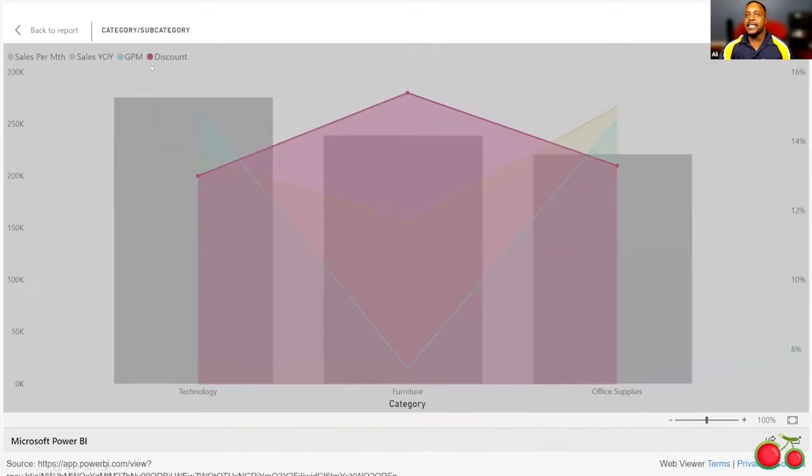Then we look at discount. Discount is important because how much are we giving away? Of course, we give discounts to incentivize sales, okay, but you can't give away too much discount. As we can see with furniture, it's giving away the highest discount, up towards 15%. But look, the gross profit margin is the lowest at 7%. Could it be that we are giving away too many discounts?